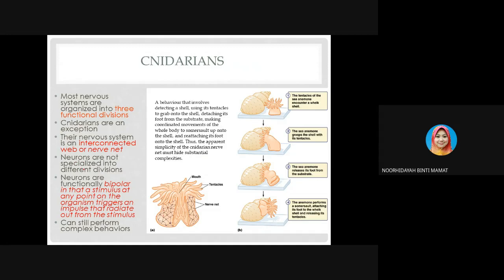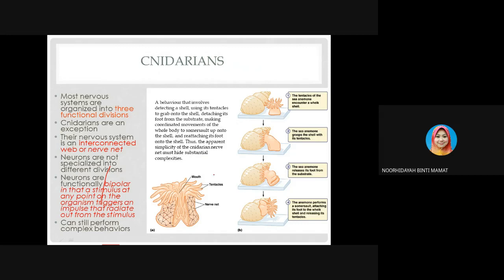The neurons are not specialized into different divisions, which is the sensor, integrating center, or the output pathway, but they have an interconnected web, which is the nerve net. The neurons are functionally bipolar, so a stimulus at any point of the organism triggers an impulse that radiates out from the stimulus. However, even though they don't have neurons with functional divisions, they can still perform complex behaviors.